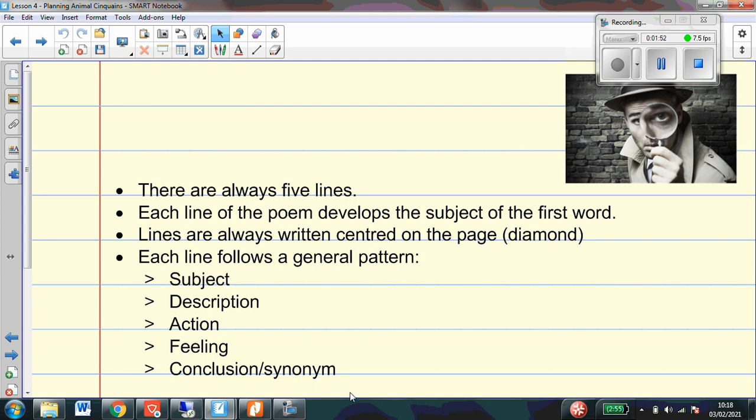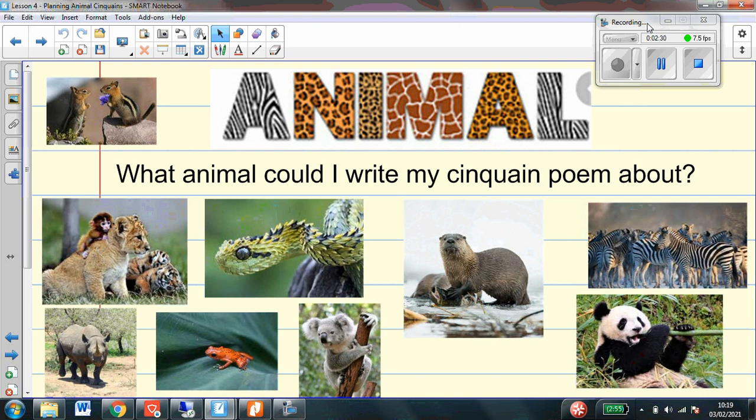Then we looked at how each line had a different purpose. Our first line was our subject, almost like our title again. The second line, our description, some adjectives describing it. Our third line was some actions, so some verbs we might associate with it. Our fourth line was that feeling, so a 4-word phrase that we felt summed it up. And then lastly, in our fifth line, we had a conclusion or a synonym, so a word that meant something similar to our title.